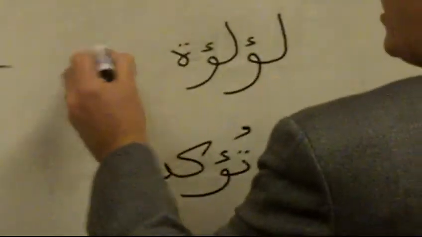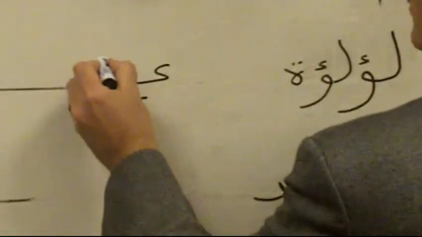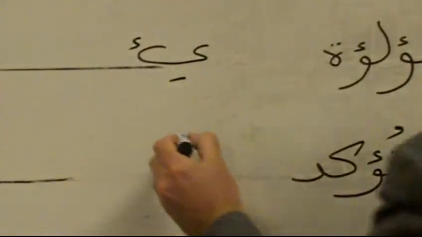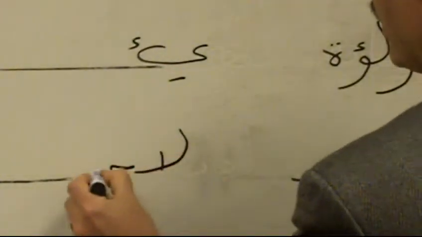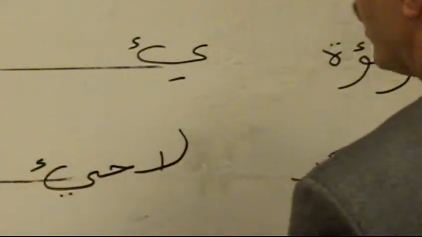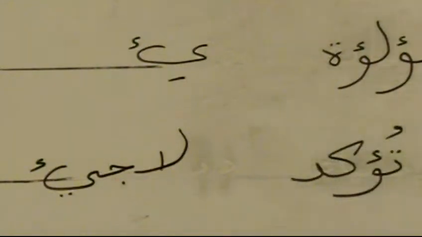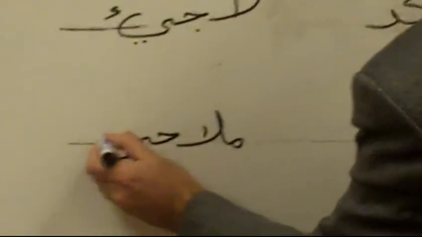Now, the Ya is another seat. For instance, you can say laji. Laji is a refugee. Malaji. This is shelters. So here you see the Hamza sitting, using the waw as its seat, or using the ya as its seat.